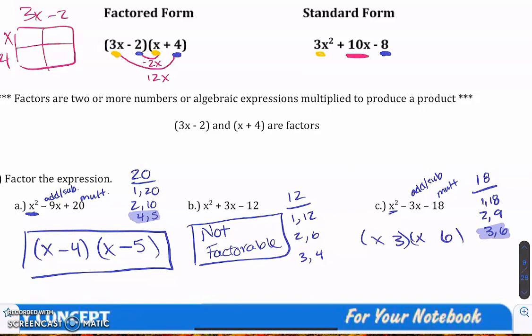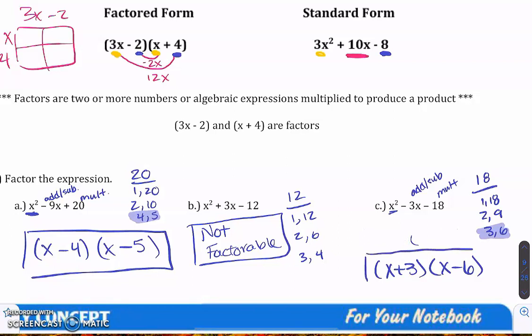So if we want -3, we have to figure out, do we want both of them to be negative, or a positive and a negative? We don't want 6 minus 3, because that would be +3. We want 3 minus 6. So x plus 3 times x minus 6 multiplies to get you -18, but adds to get you -3.